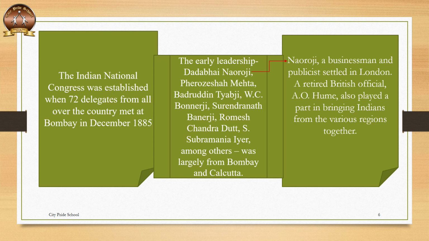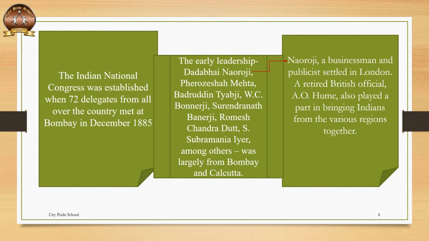Now children, in Indian National Congress, the early leadership was of Dadabhai Naoroji, Firoz Shah Mehta, Badruddin Tyabji, W.C. Banerjee, Surendranath Banerjee, Romesh Chandra Dutt, S. Subramaniam Iyer, amongst others, were largely from Bombay and Calcutta.